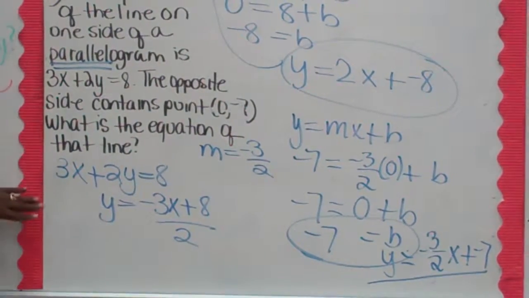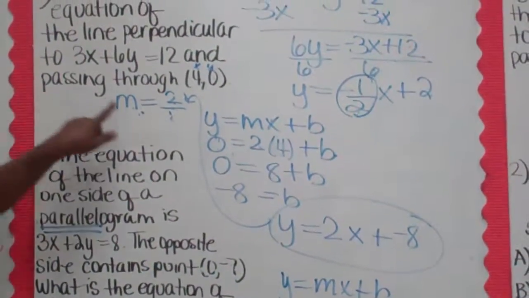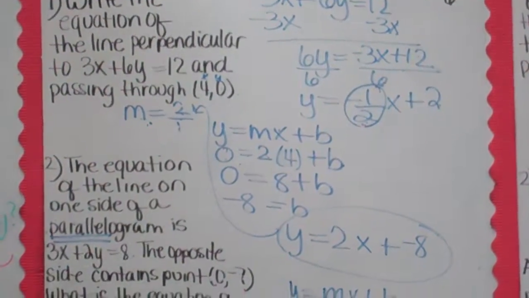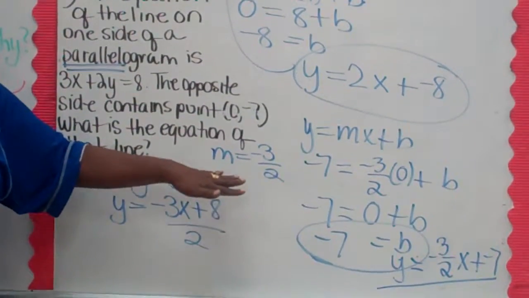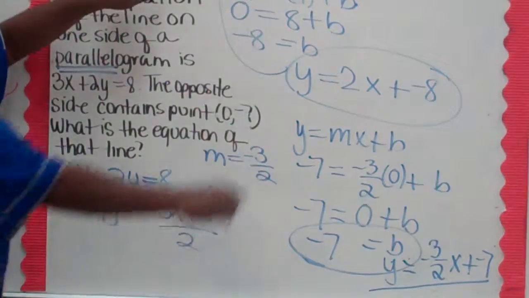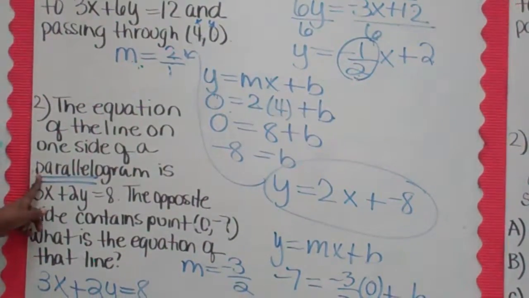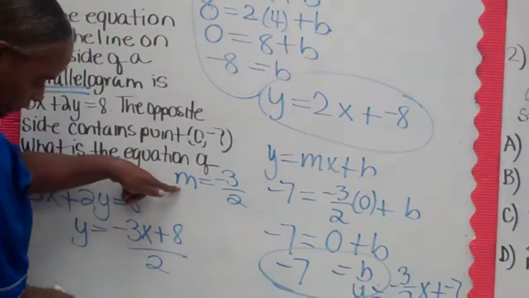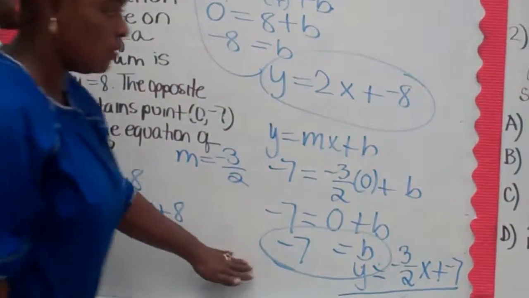So it's the same sort of thing, except in the last problem the line was perpendicular, so I had to change the sign and flip. In this one it was parallel, so the slopes are the same. Again, if two lines are perpendicular, their slopes are negative reciprocals of each other. If two lines are parallel, their slopes are the same. And you use it to solve for y.